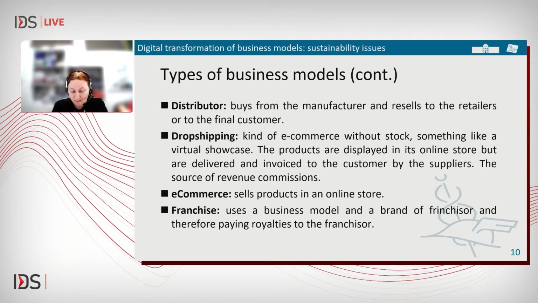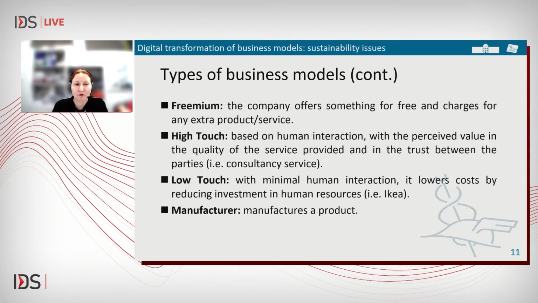The franchise model uses the business model and brand of a franchisor, and therefore we pay royalties to that franchisor. Then we have the freemium model. Companies offer something for free, and then charge for any extra product or services. Here you have, for example, free software with very limited functionalities, but if you want to use full functionality, then you have to pay extra for that.